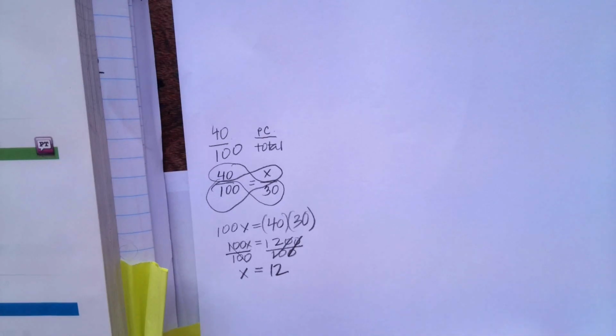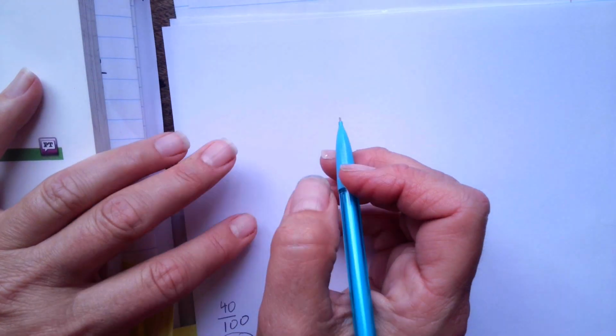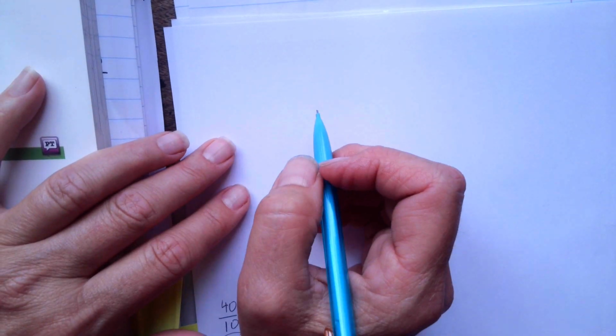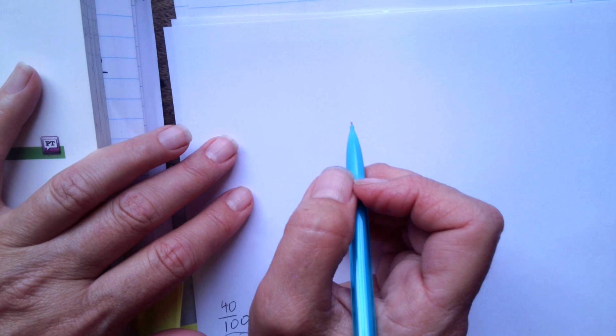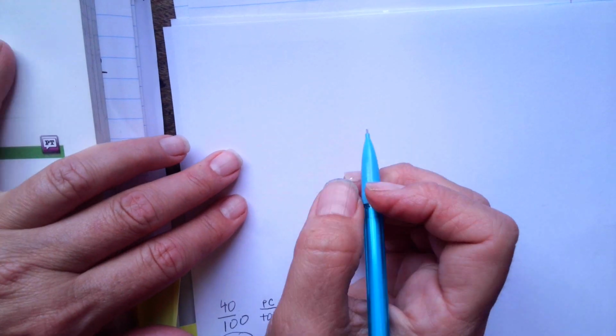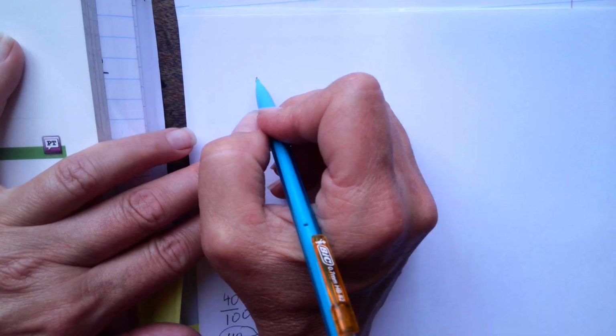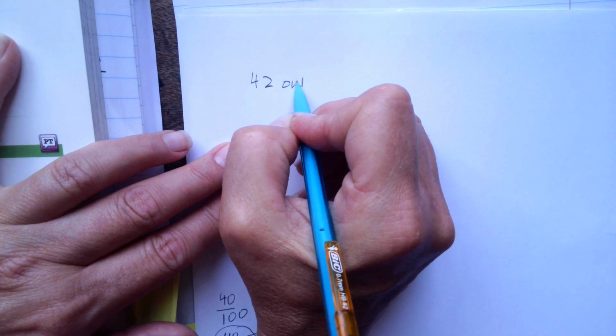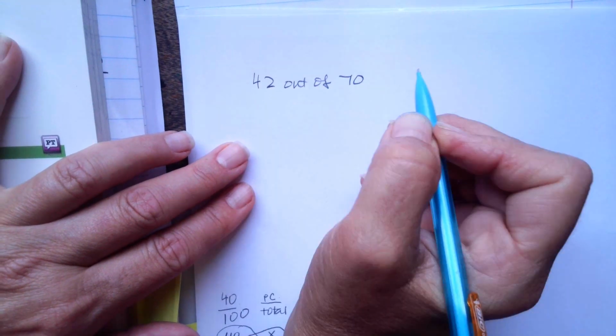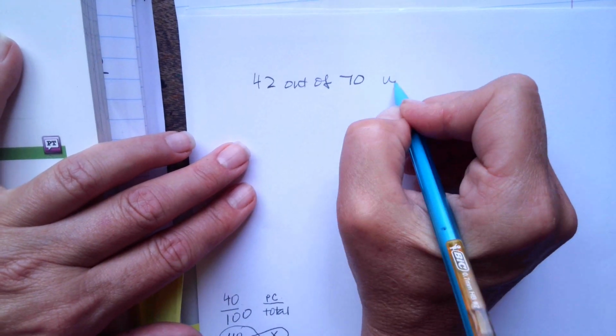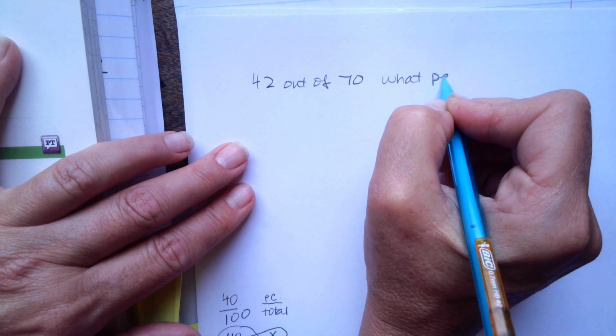Okay, so to find the percent, we're going to do this one. Kelsey took a survey of students in her lunch period. 42 out of 70 had a pet. What percent had a pet?